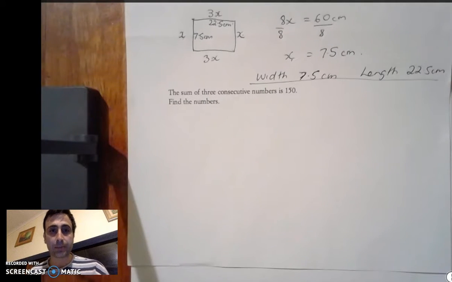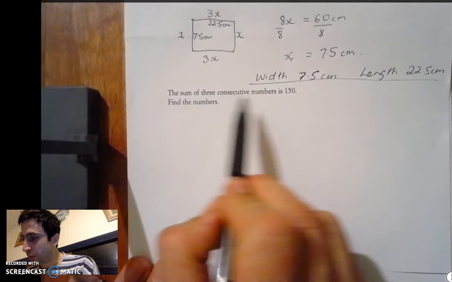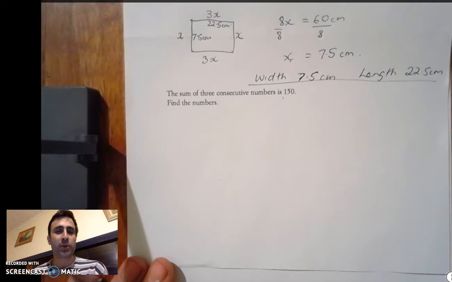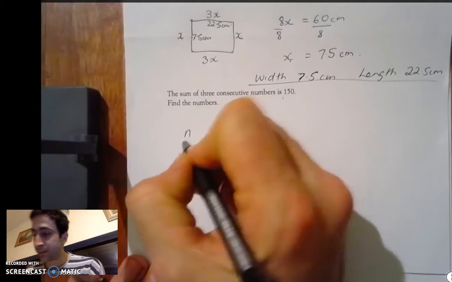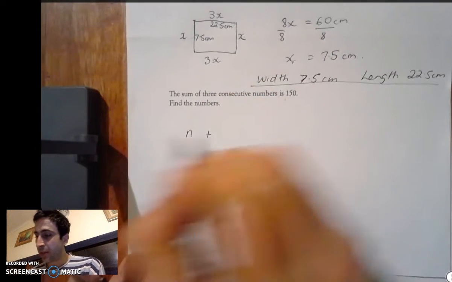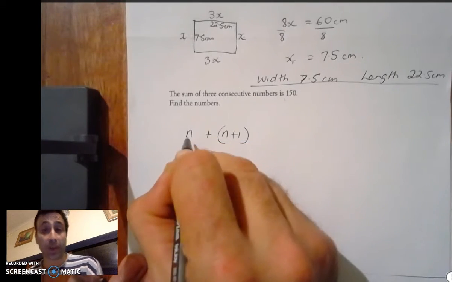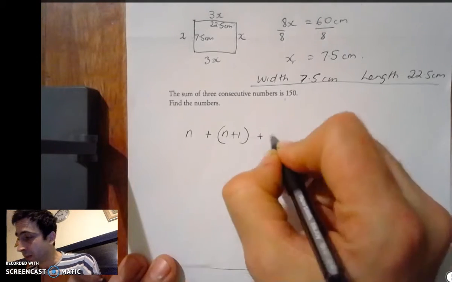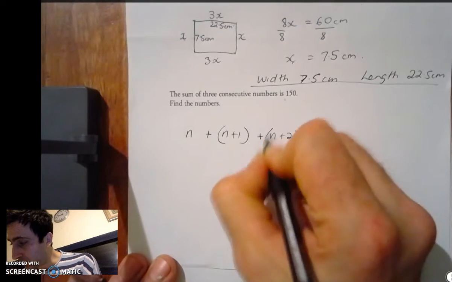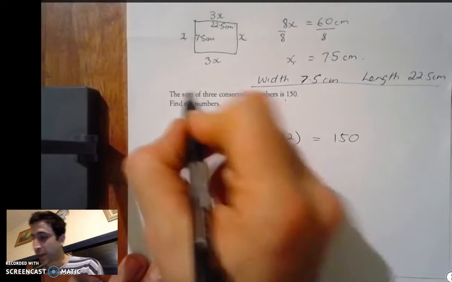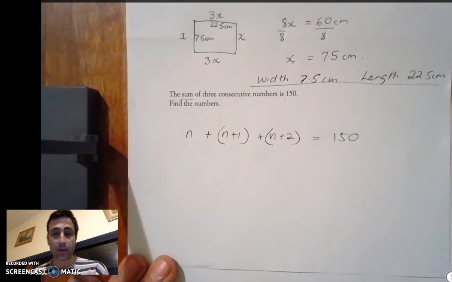Okay, let's have a look here. Now, the sum of 3 consecutive numbers is 150. Find these numbers. So in this case, we use a pronumeral because we don't know what the answer is. All we know is that if I'm going to call it n, 3 consecutive numbers is going to be n, and then n plus 1, because that's one more than n, and then n plus 2 is 2 more, equals 150, because the sum, meaning the total of these, equals 150.